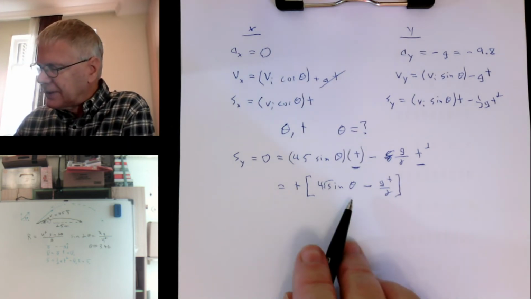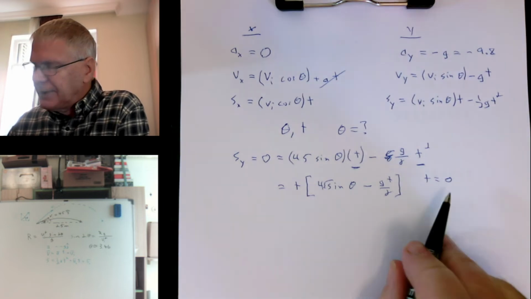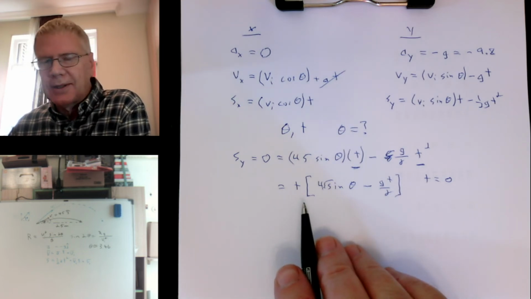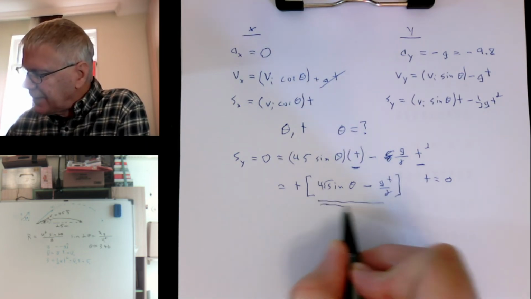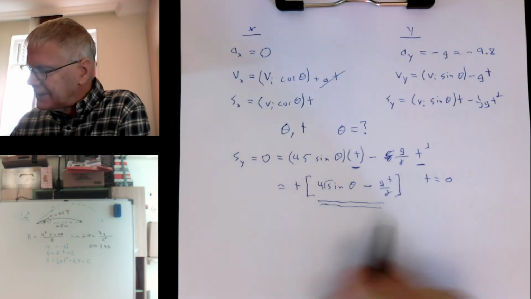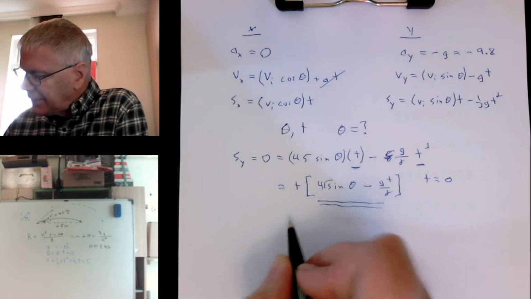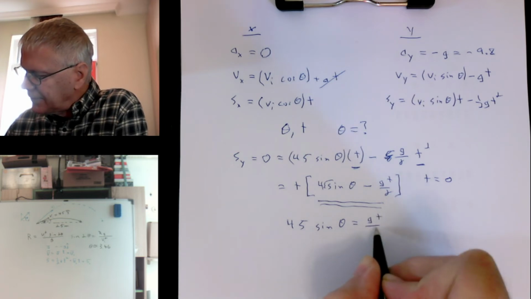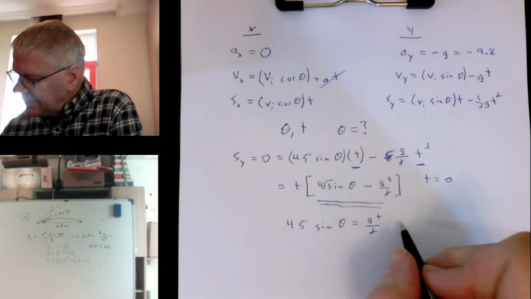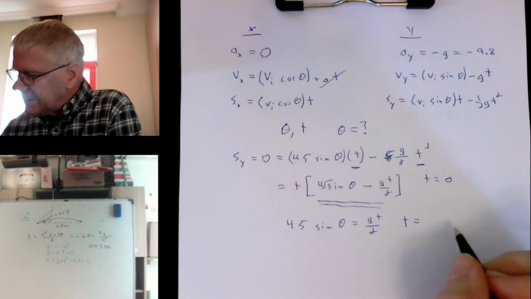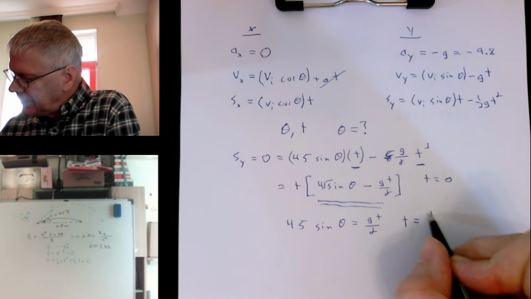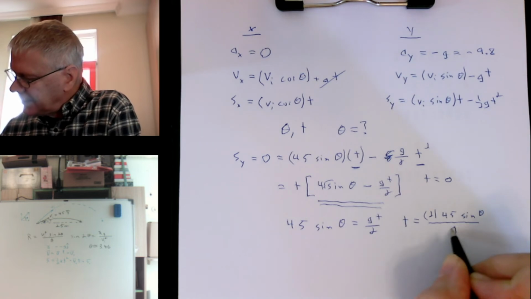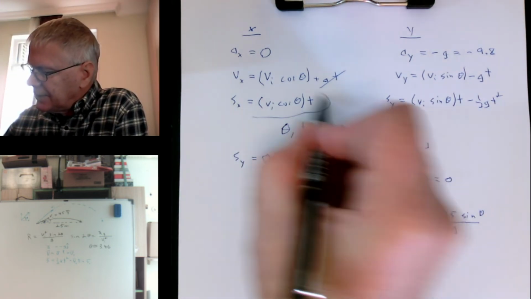And so I have two solutions to this. T can equal 0. And that's the obvious trivial solution. We know that when time is 0, the y position is 0. It hasn't yet gone anywhere. So what I'm interested in is this part, and I have to set this equal to 0. And this is the second point where it hits the apple. So 45 sine theta has to equal gt over 2. And now I can solve this for t. So t is equal to 2 times 45 times sine theta over g. I can plug this time into the other x equation.